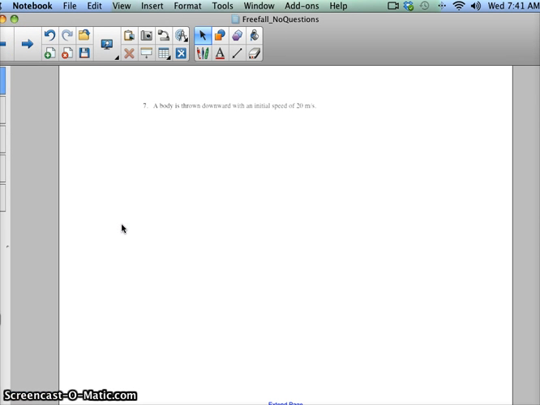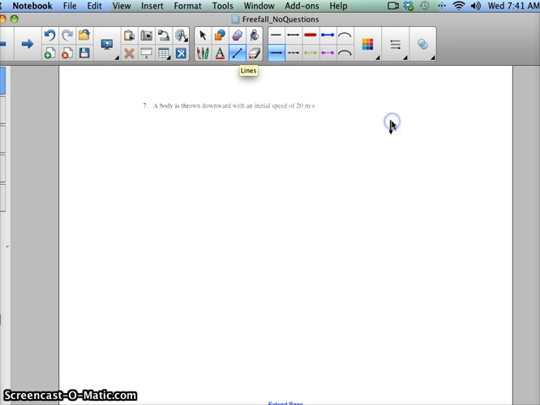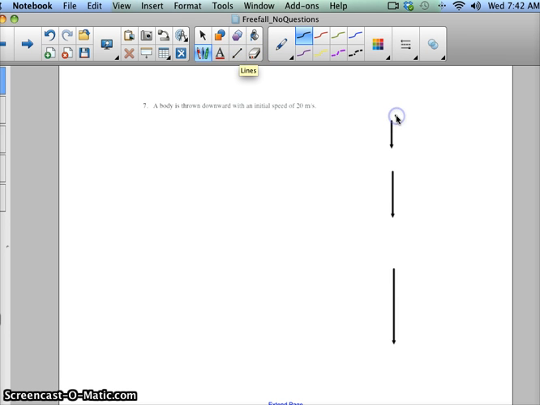Number 7 says a body is thrown downward with an initial speed of 20 meters per second. So this object has an initial velocity. I'll just draw an arrow to show that it has an initial velocity. And then it's going to speed up as it falls, so I'm going to draw my arrows getting longer. And it's going to travel bigger and bigger distances each second. And it looks like the initial speed is 20 meters per second.